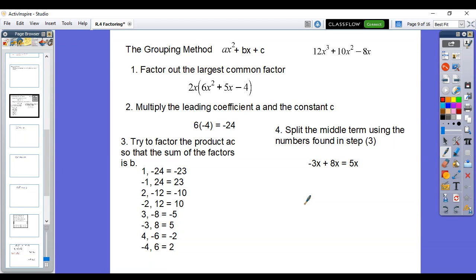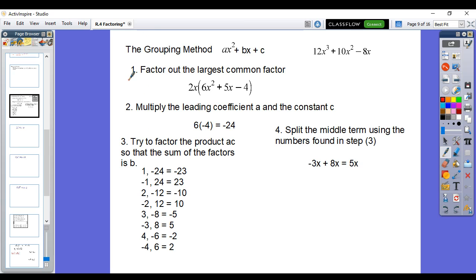Welcome back to some more algebra. We're learning about the factoring by grouping method, one of my favorites personally. It still involves problems where we have a leading coefficient greater than 1. For example, we're using this as our little reference one: 12x to the third plus 10x squared minus 8x. Okay, that's the number we're using.